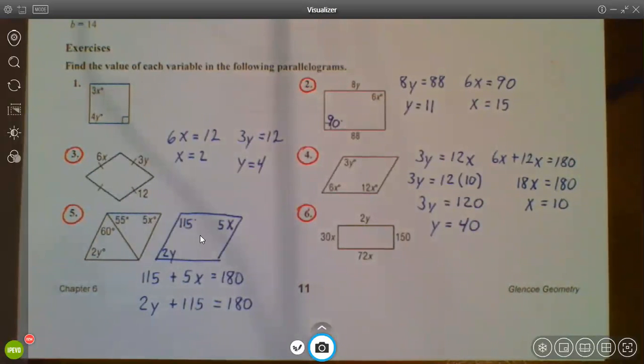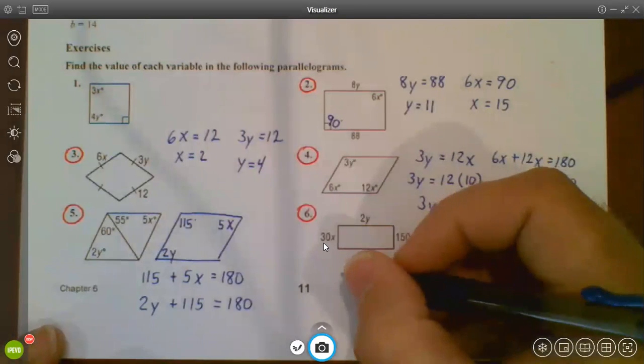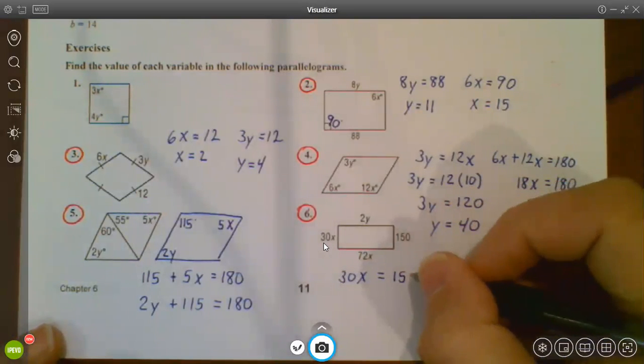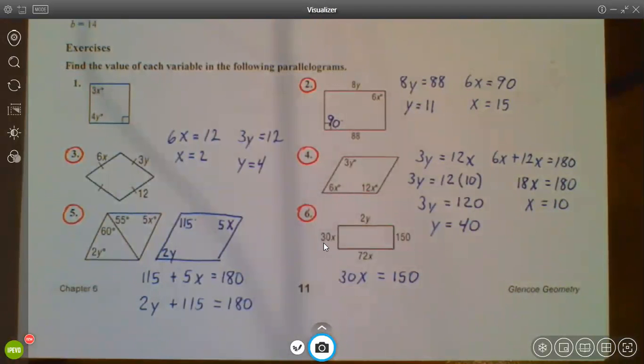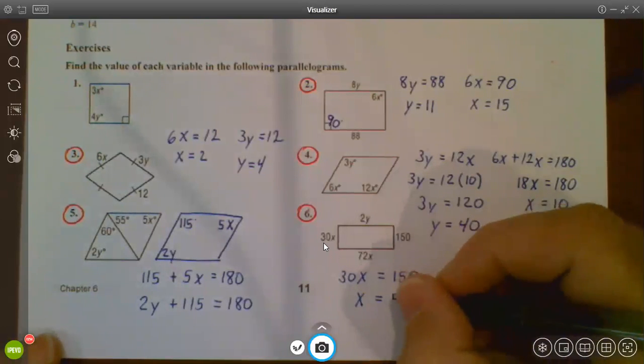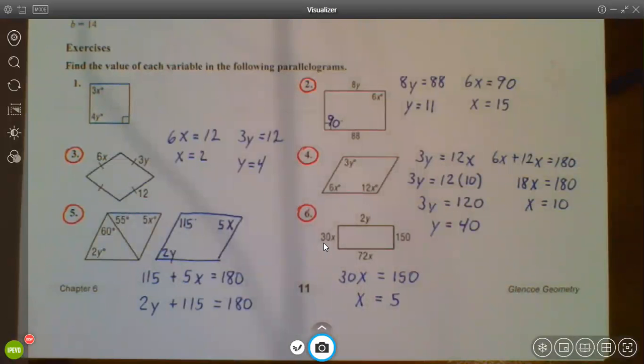So I know opposite sides are equal, but I don't really want to start with these because they have two different letters. So let's start with the left and the right side. So opposite sides are equal, which means 30x is equal to 150. And if we divide both sides by 30, we figure x is 5. Guys, now that you know this is 5, now we can go after this scenario.